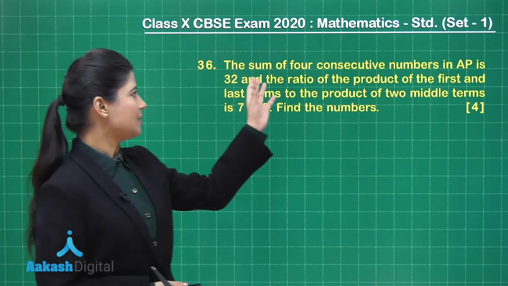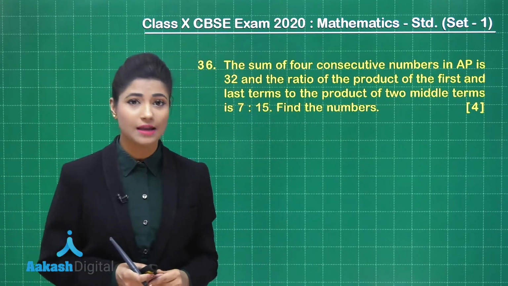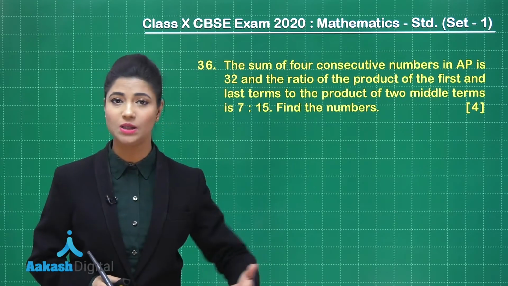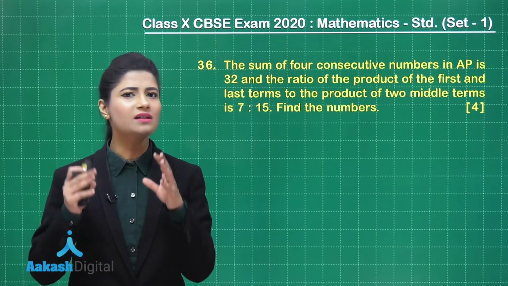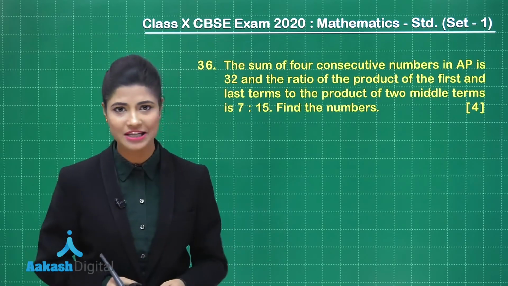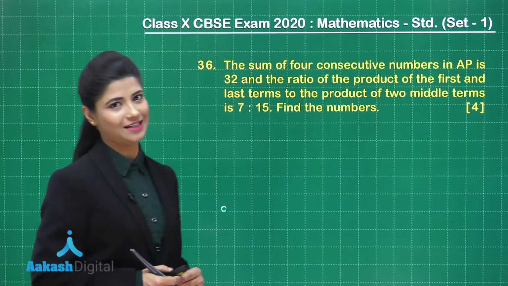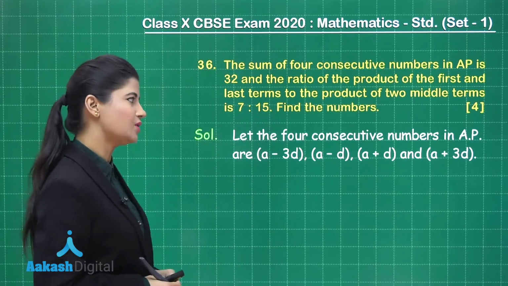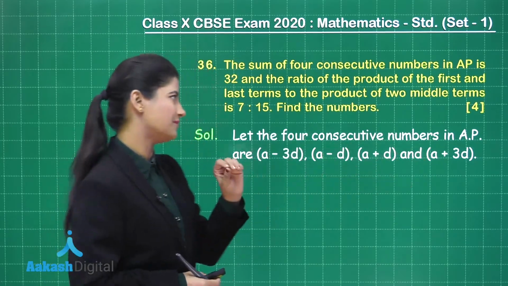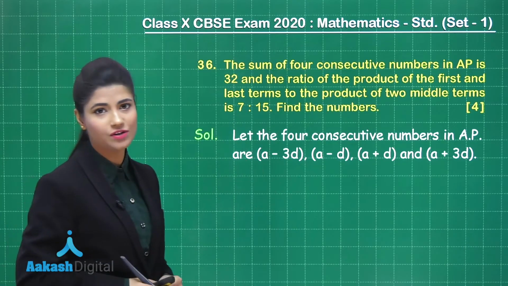As here, sum of the 4 consecutive numbers in AP is given. So what do we consider as the basic 4 consecutive terms in AP? You can consider them as A, A plus D, A plus 2D or A plus 3D. But it is always better and easier to calculate if we consider 4 consecutive terms in AP as A minus 3D, A minus D, A plus D and A plus 3D. So let's consider here 4 consecutive terms in AP as A minus 3D, A minus D, A plus D and A plus 3D. Next, as it has been clearly stated that sum of these 4 consecutive terms is 32.